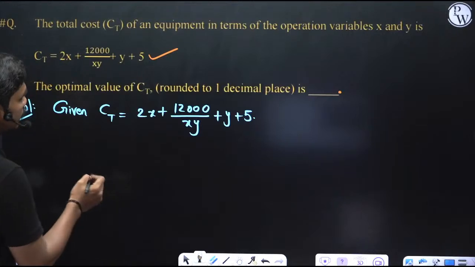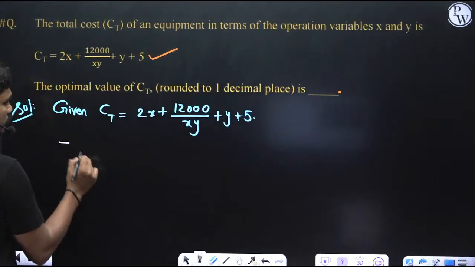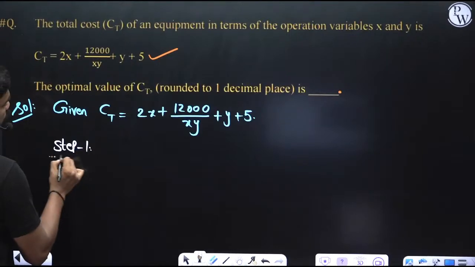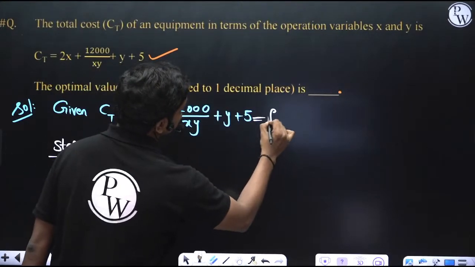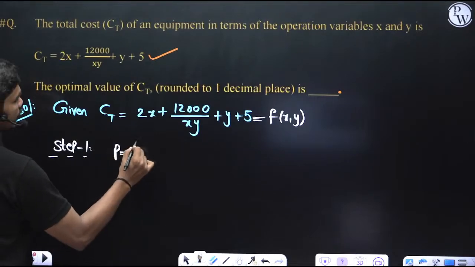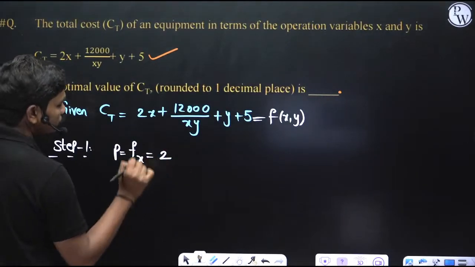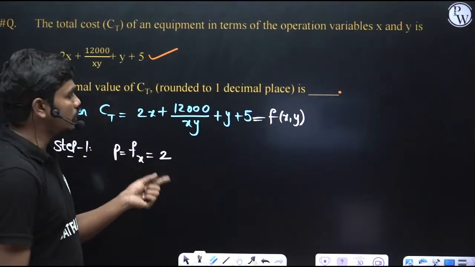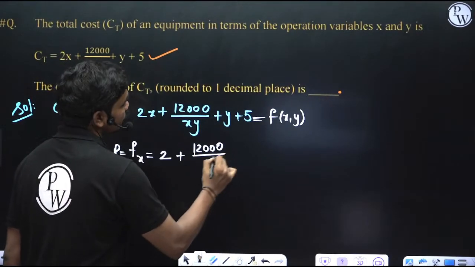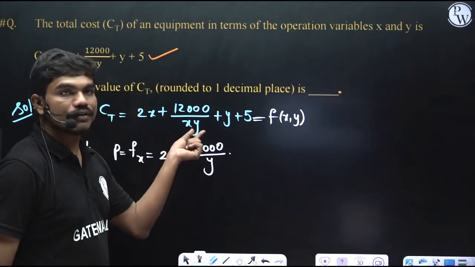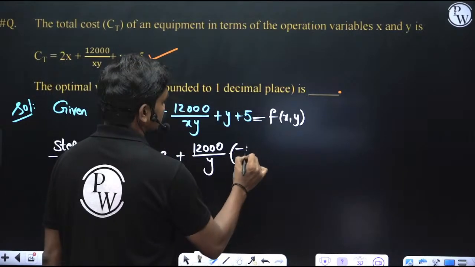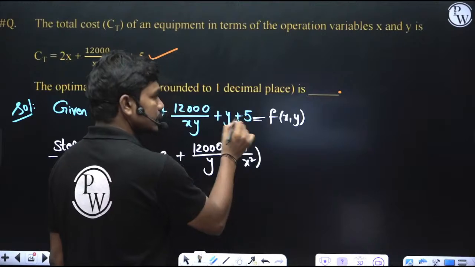Step 1: let's call this function f of x comma y, so that it is easy for the terminology. So p is equal to fx, which is 2, because the derivative of 2x with respect to x is 2, plus 12,000 by y, which is a constant when differentiating with respect to x. The derivative of 1 by x is minus 1 by x square, and these two terms are zeros.